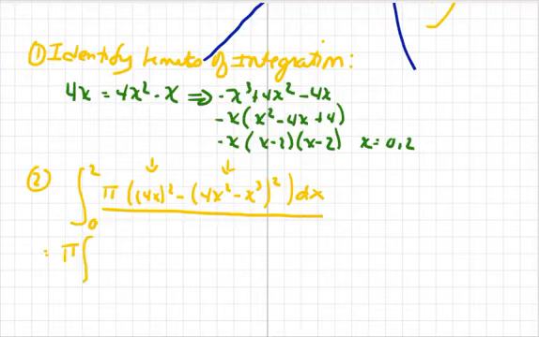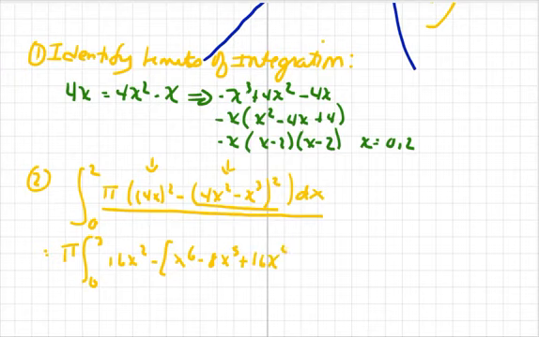And simplifying that algebraically, I'm going to pull out pi so I can get rid of that. And then let's algebraically work on this. We're left with 16x squared minus, and I'm going to expand this to get x to the 6th minus x to the 5th plus 16x to the 4th dx.